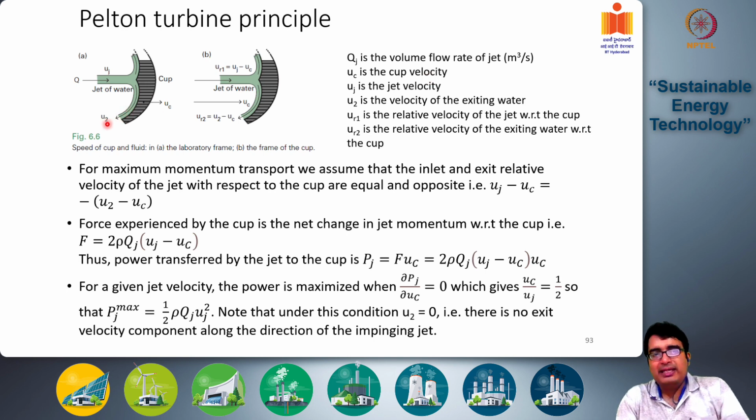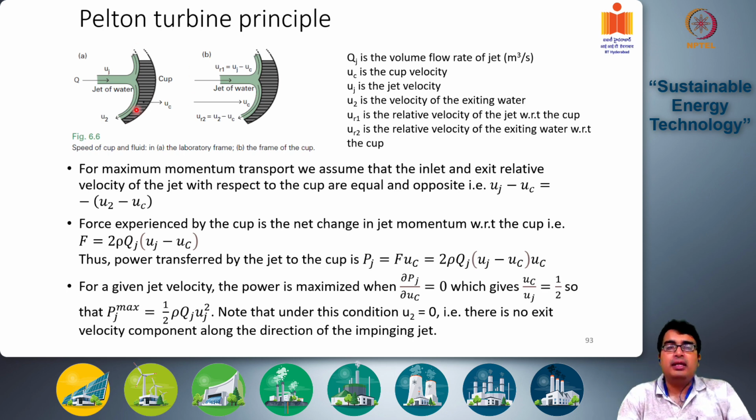And U2 is the exit velocity by which the water is leaving the cup at the edges. So those are the three velocity vectors that are relevant for understanding the movement and the momentum transfer of this water jet. And this is in the stationary frame of reference.